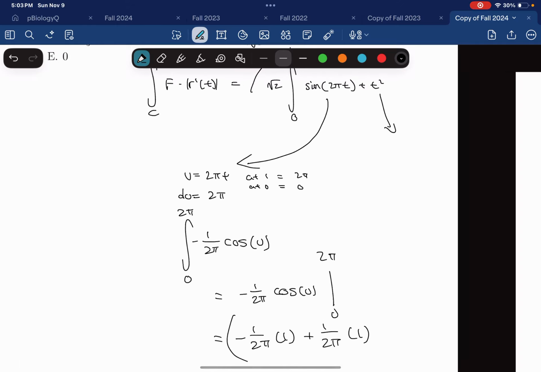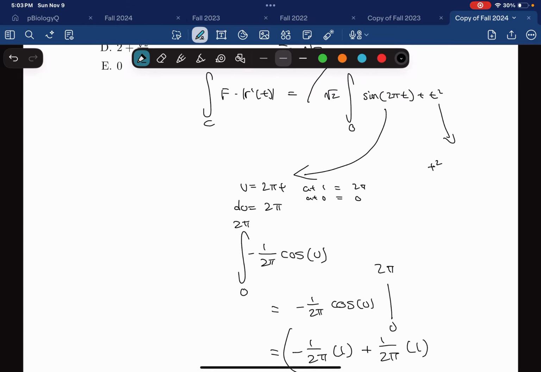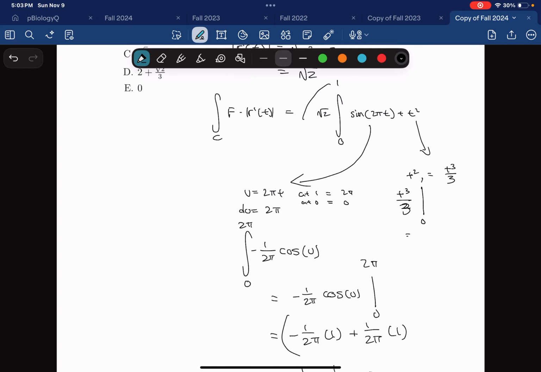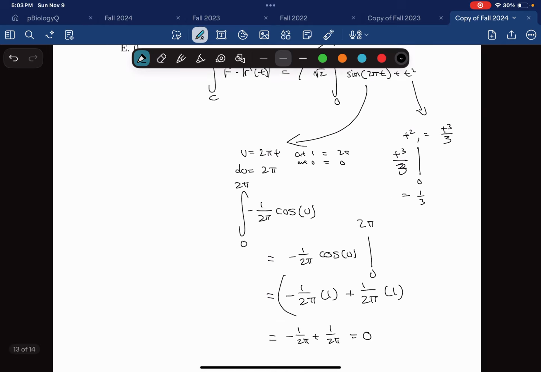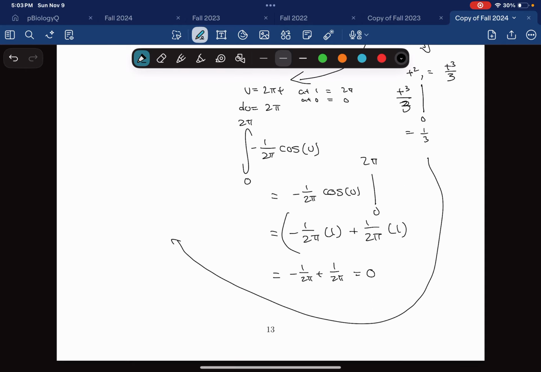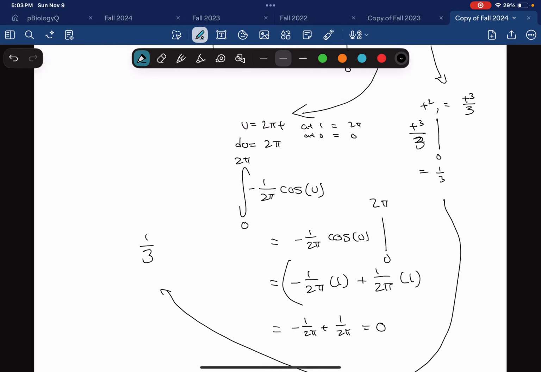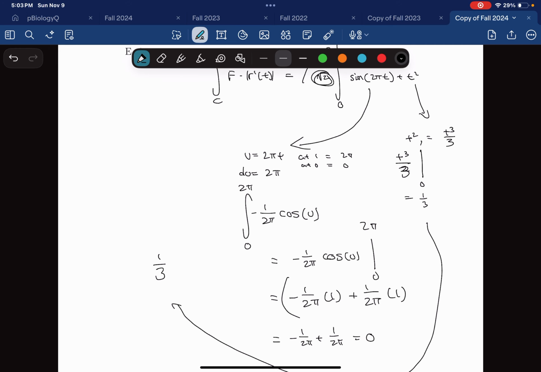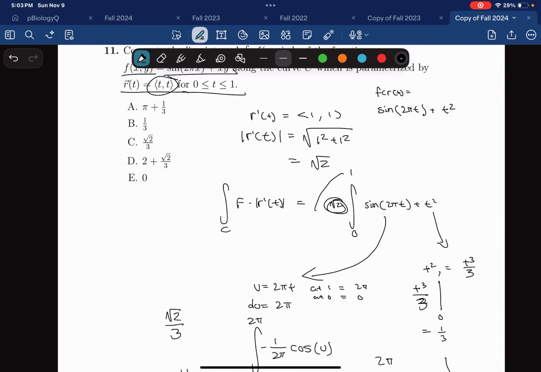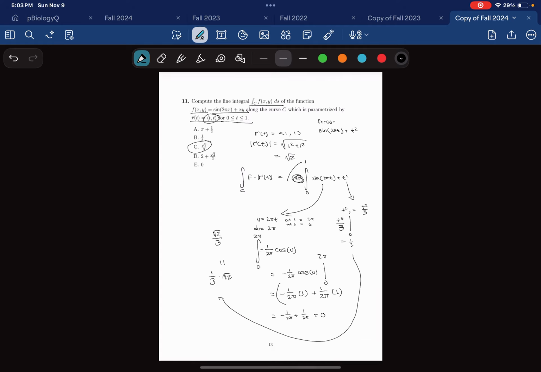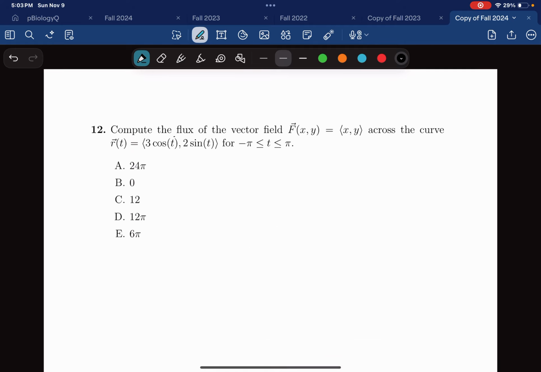And then in this case, you just get the integral of t squared is equal to t cubed over 3. T cubed over 3 from 0 to 1 is just equal to 1/3. Once you get the 1/3, you just gotta remember that this square root of 2 is still here, which gets our answer, square root of 2 over 3, which is indeed our answer. Sweet. Last one. Compute the flux.